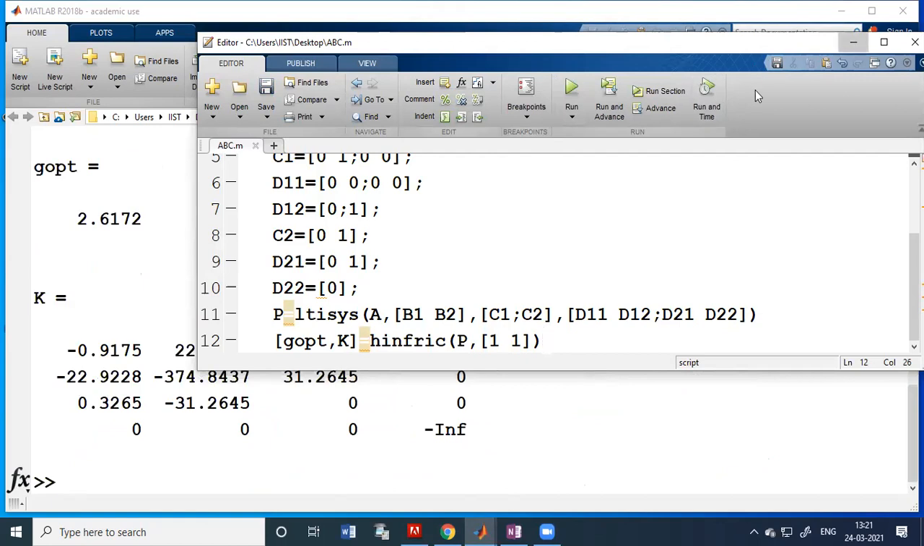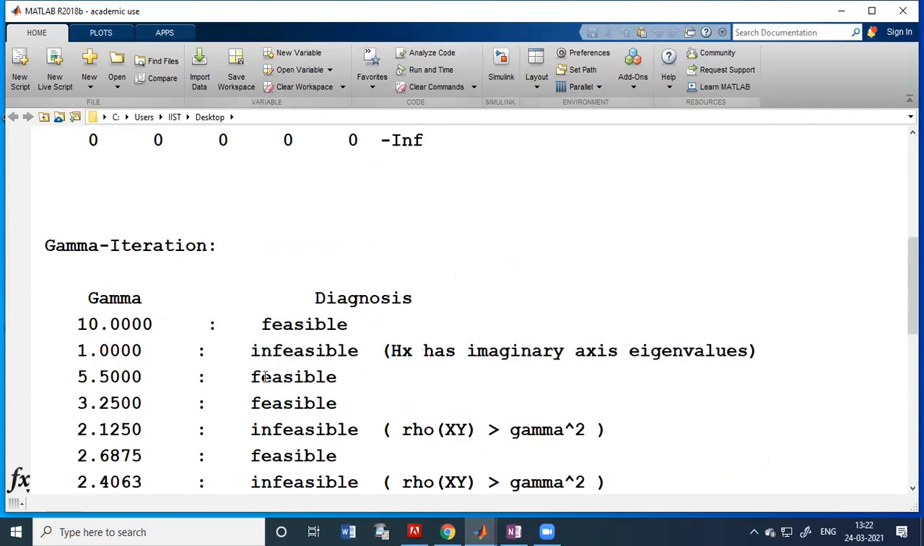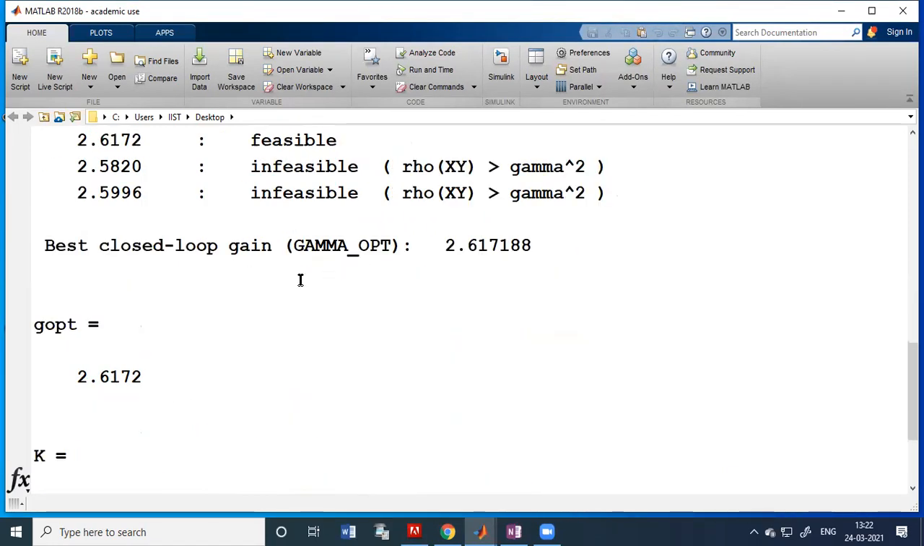So you see, this is the optimal value of the HFT norm, 2.6172. As I told you before, there is no hard and fast rule. You start with a high value of gamma, say 10. You see whether the solution is feasible. If it is feasible, you lower the value to 1. Then you see up to what best value you can go. It will turn out that it should be 2.6172. So for this particular problem, the HFT norm is 2.6172. Is that okay? If you have any doubt, please ask.